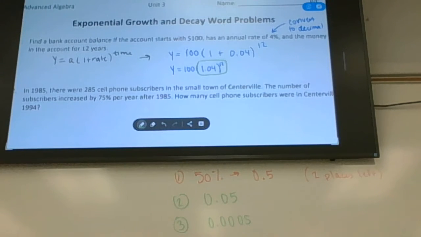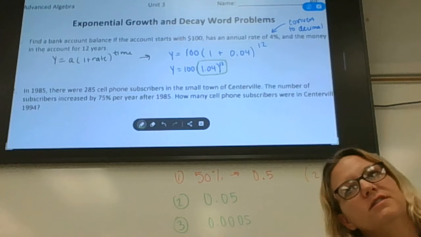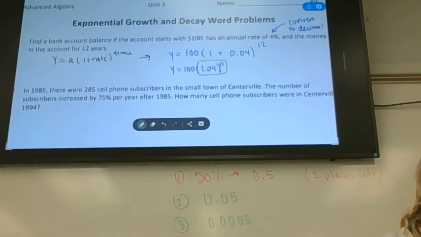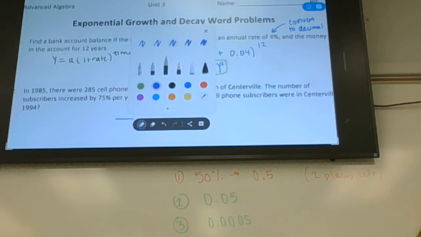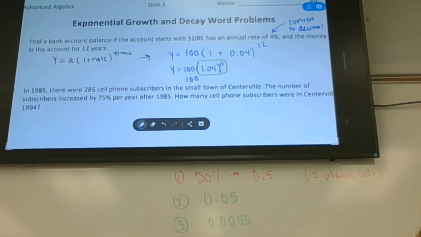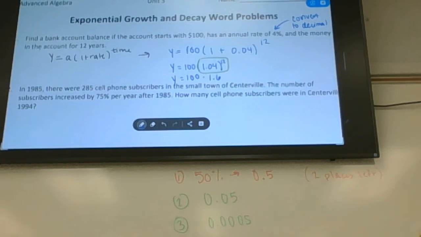So what's 1.04 to the 12th, Thomas? Is it 1.6 then? So 1.04 to the 12th, 1.6 times 100.